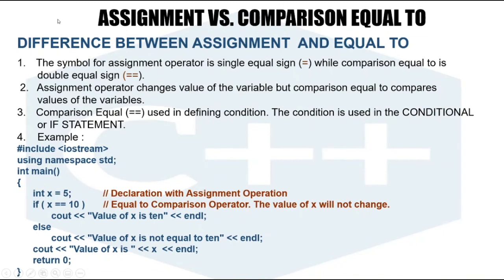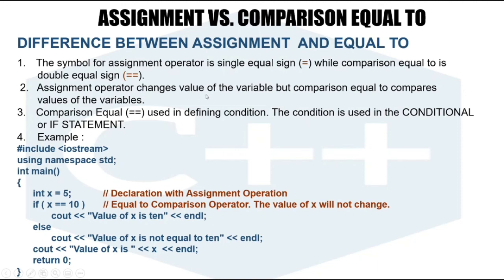Ang last kong ipapaliwanag yung difference ng assignment operator at comparison equal to operator. Pareho silang gumagamit ng equal sign. Pero sa assignment operator, the symbol is single equal sign. Samantalang sa comparison equal to operator, double equal sign ang gamit niya.